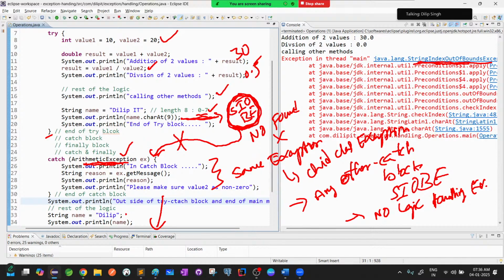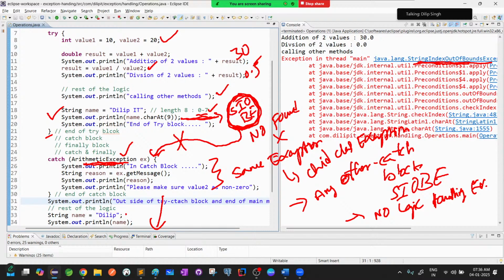So then the JVM felt like this guy is not handling the exception. Yes, definitely we don't have handling logic for the exception. So then the JVM terminates the process at line number 19 itself and does not execute anything else. Why? There is no respective catch block.